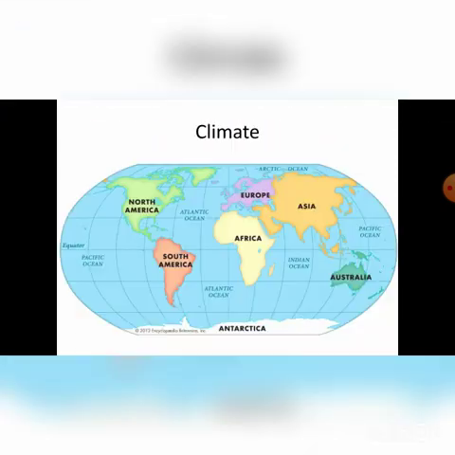Next, we will move to the climate of Europe. What are the factors that influence the climate of Europe? Europe has a cooler climate than us. Most of its countries experience snowfall in winters. Their summers too are not as warm as ours.